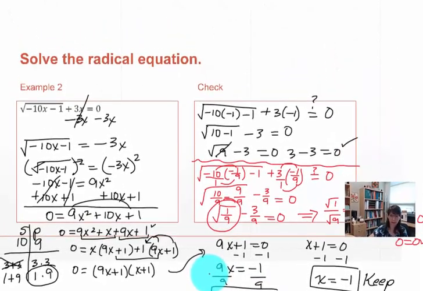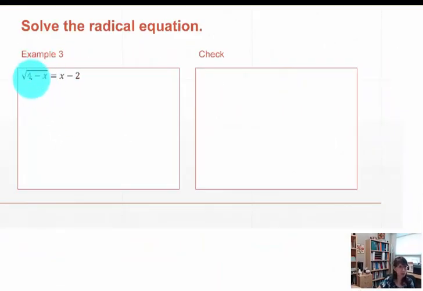Okay, both are acceptable. In example 3, we have the square root of 4 minus x is equal to x minus 2. So that looks pretty different from the other problems. But what's the same about it is that we still want to make sure that our square root is isolated, and then we'll raise both sides of the equation to the power of 2. So we already have the radical isolated, so we're going to square both sides of the equation. Remember, square root and squaring are opposite operations, so 4 minus x is released from the radical.